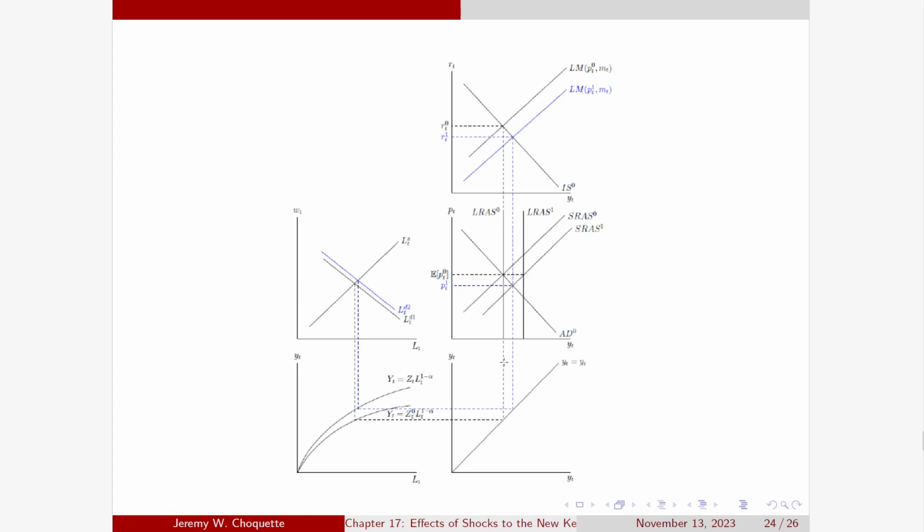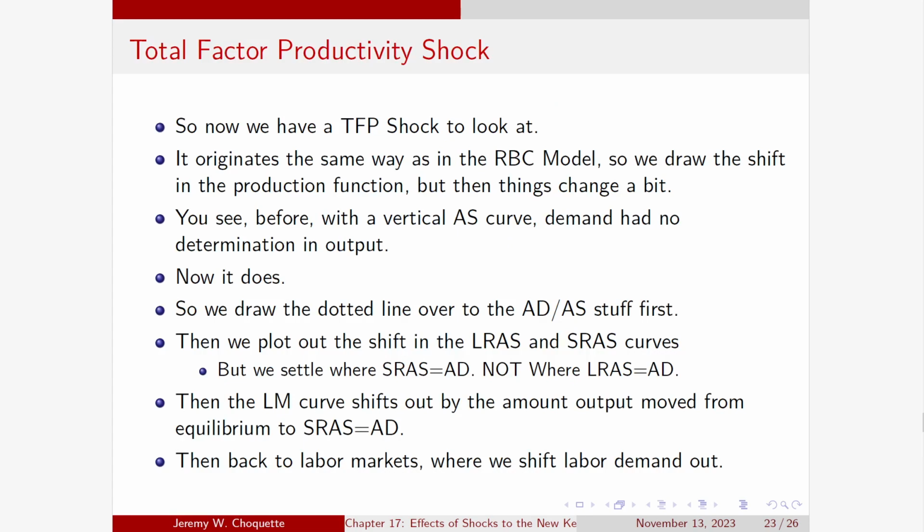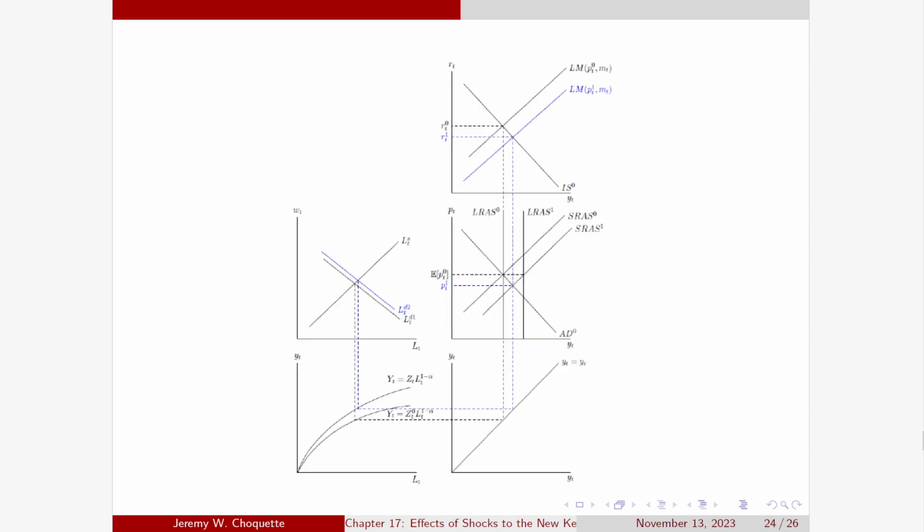Output clearly doesn't increase by as much. So when we trace everything over and back up, we get a labor demand shock, but it's, again, not by as much. Wages will increase, but, again, not by as much. So we'd like to be where LRAS, or long-run aggregate supply, equals aggregate demand. Unfortunately, we have to settle where short-run aggregate supply equals aggregate demand. And then what's going to happen is the LM curve is going to shift out by the amount that output moved in order to maintain that equilibrium.